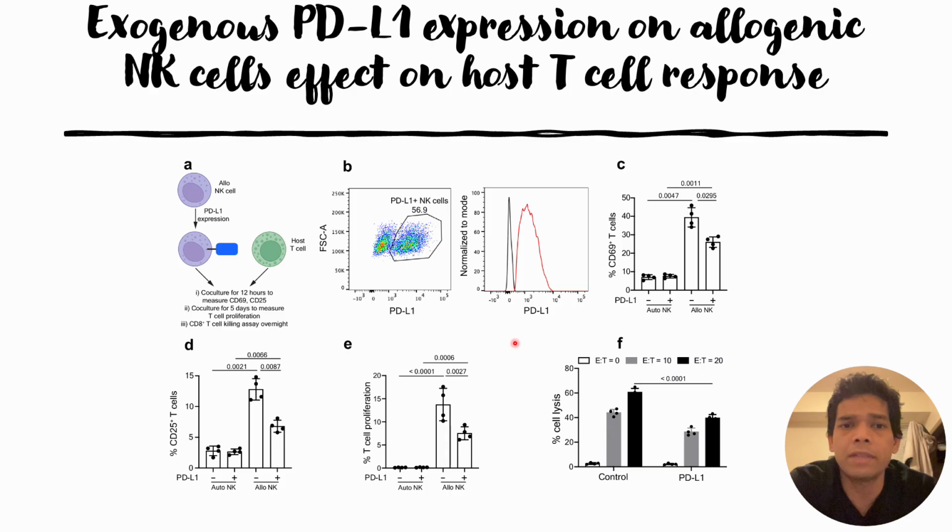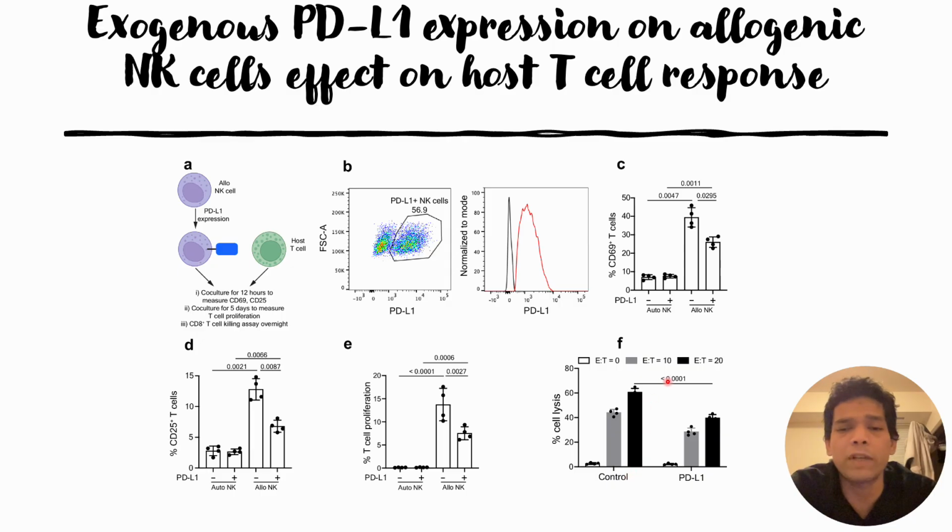of the T cell response against the allogenic NK cells with PD-L1 expression, they checked the cytotoxic effect of the T cells at higher effector to target ratios, that is, effector to target ratios of 10 and 20. Effector cells in this case are the T cells, and the target cells are the allogenic NK cells. For the control case, when there is no exogenous PD-L1 expressed on the allogenic NK cells, they see high lysis, and this lysis of NK cells increased in a dose dependent manner.